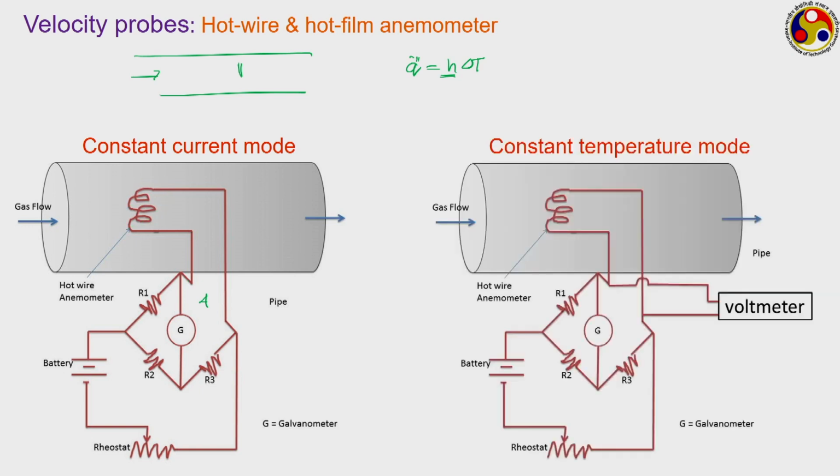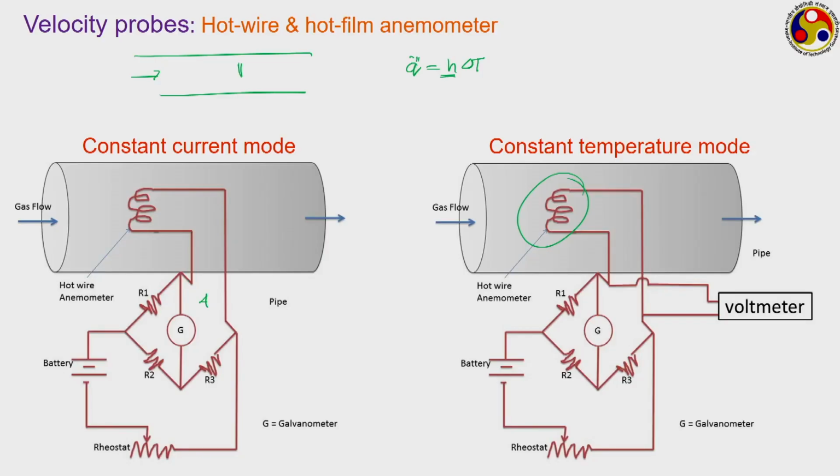The other mode is the constant temperature mode. In that case, we want to maintain a constant temperature of the probe itself. Therefore, whenever a gas flowing through extracts heat and tries to change the temperature of the probe surface, there is a feedback mechanism. The voltage that is produced in the bridge circuit is sensed by the voltmeter. Accordingly, it activates a heater to maintain a constant temperature at the anemometer surface, and the power required to maintain that constant temperature gives you a reading of the velocity.